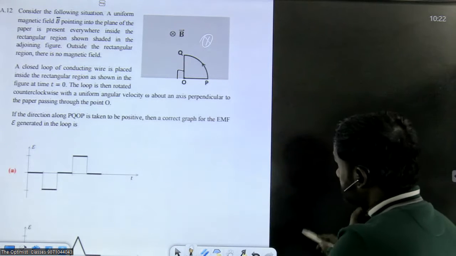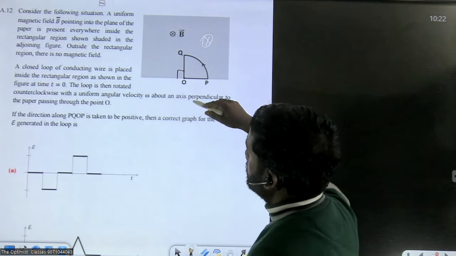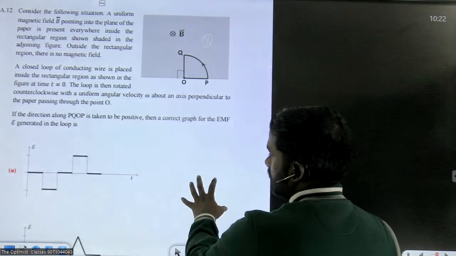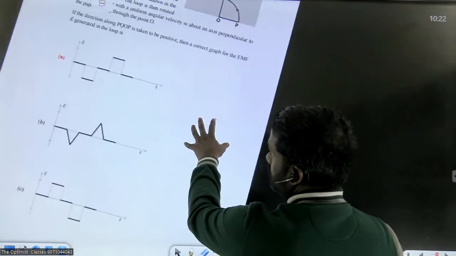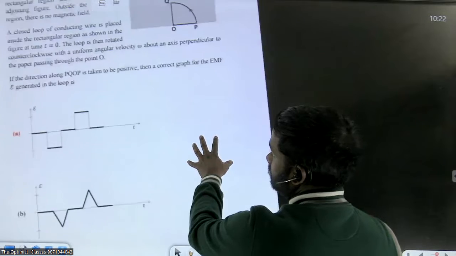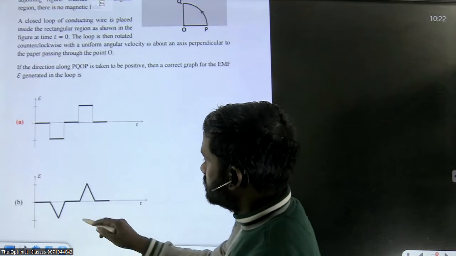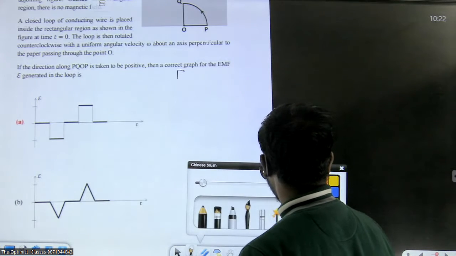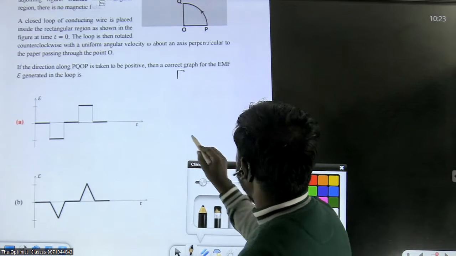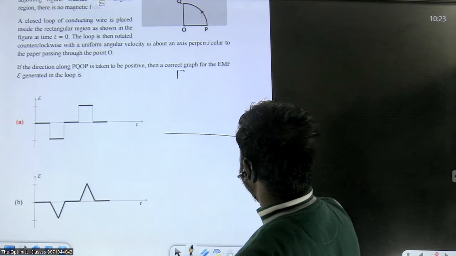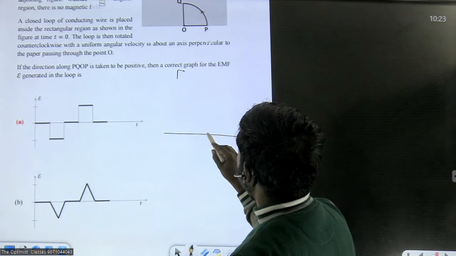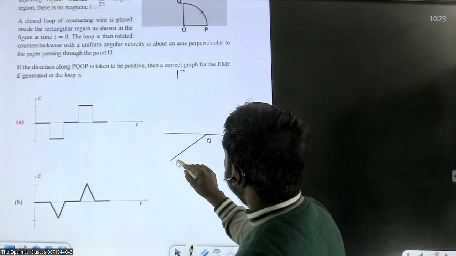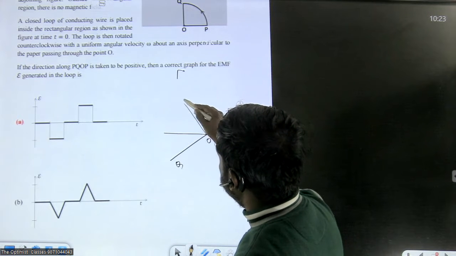If you want to calculate whether the magnitude of EMF varies with time or not, because in the options this kind of graph is given, where there is variation of EMF also, you can draw this figure something like this. This is the region where there is a magnetic field, and suppose at some instant of time this line is O and Q is here. Then perpendicular to this is P.